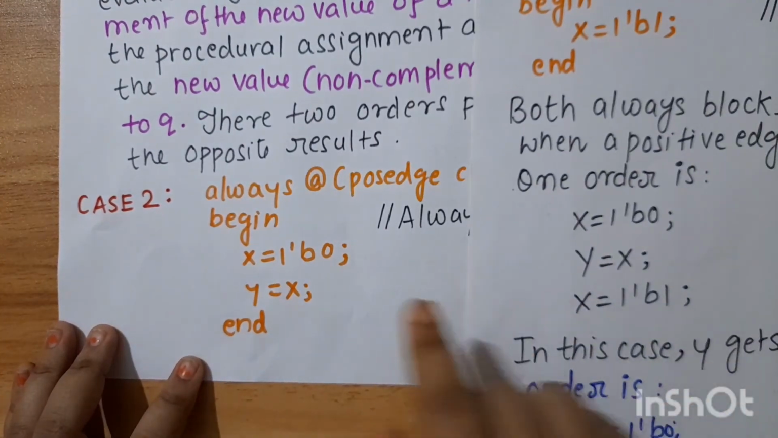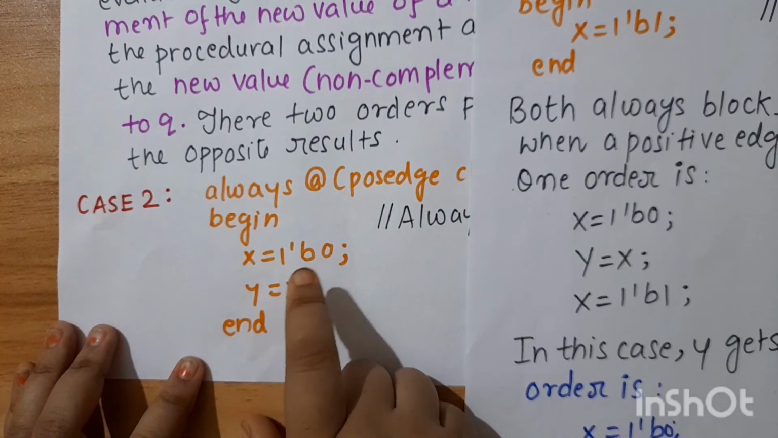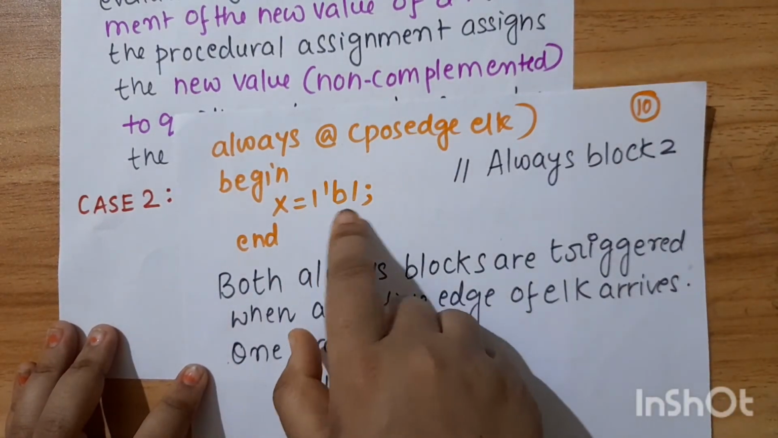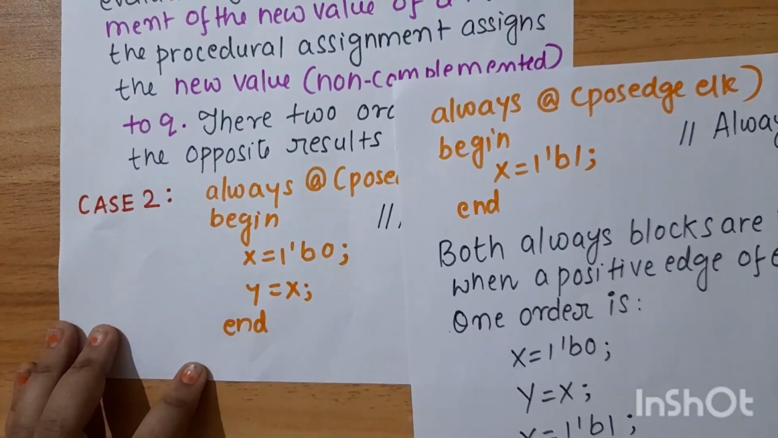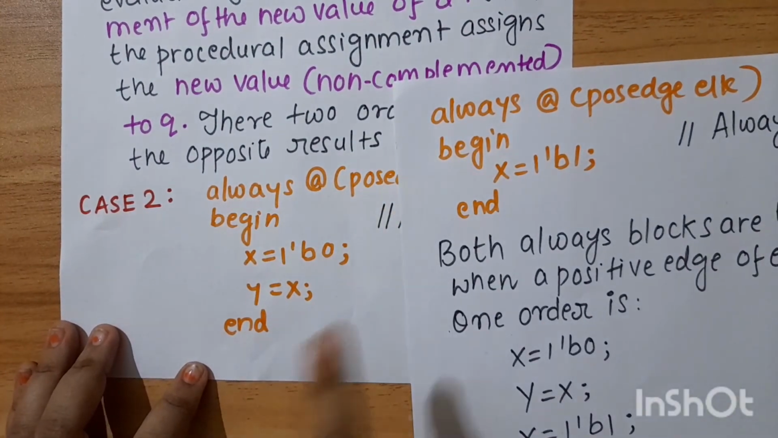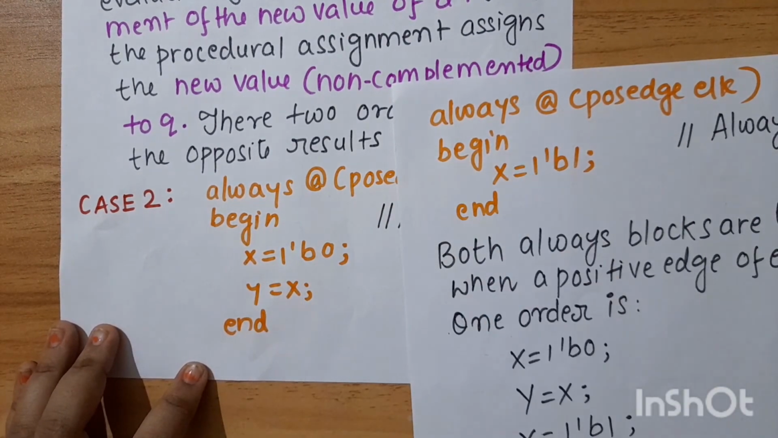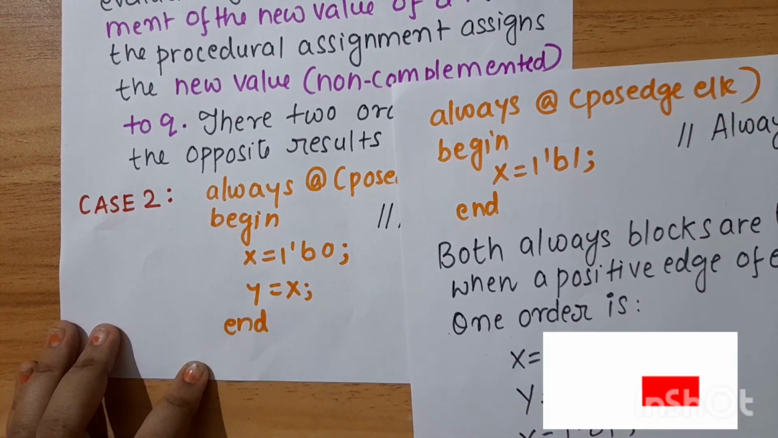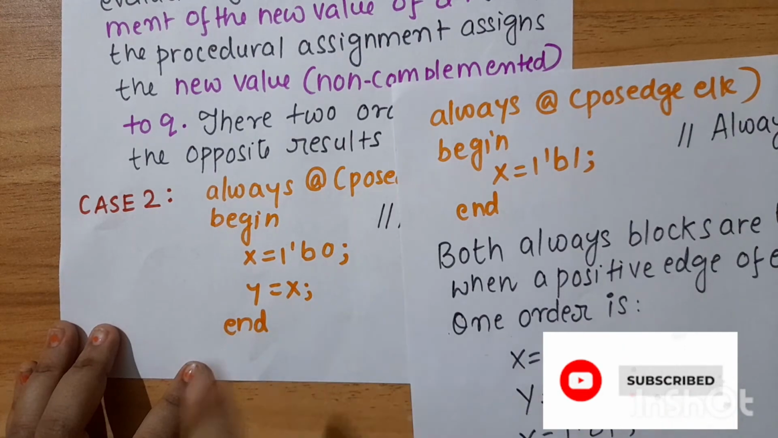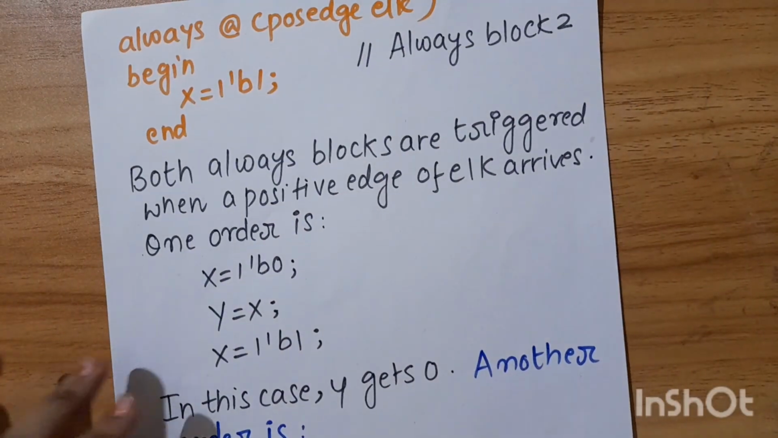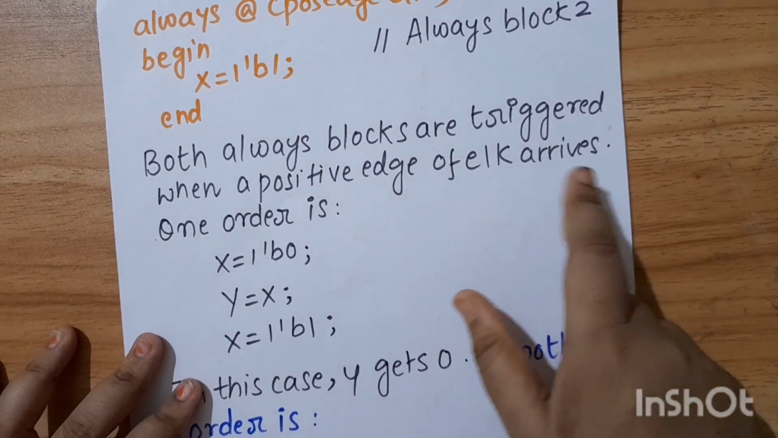You see, x = 1'b0, and this one, x = 1'b1. Both always blocks will be triggered at the passage of the clock. So both this x and this x will be executed at the same point of time. So what value of y would come, that is non-deterministic, whether y is equal to 0 or y equal to 1. So both always blocks are triggered when a passage of clock arrives.